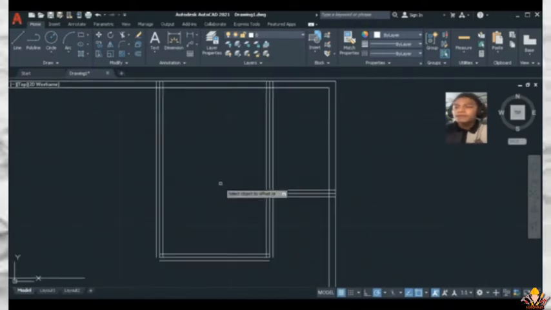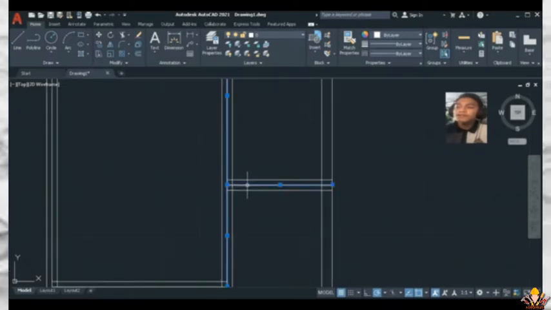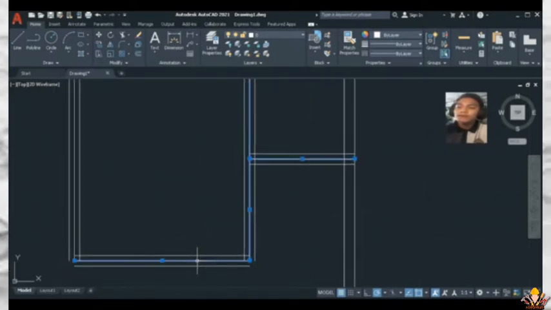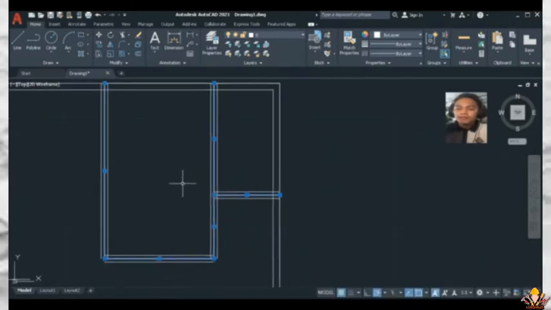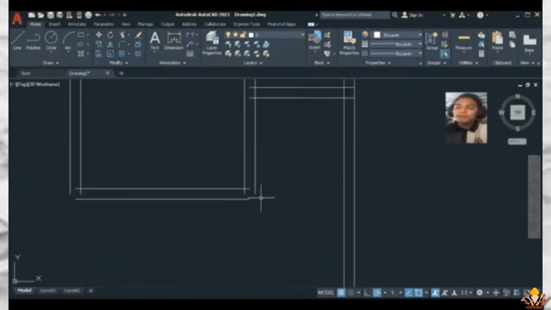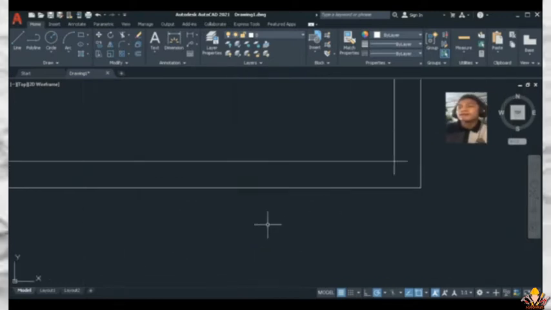And then from there I can already delete the lines on the center of the wall. Just select the lines that you want to delete, and then press delete on the keyboard, just like that. And I will close these lines. Just put a line here, and then there you go.